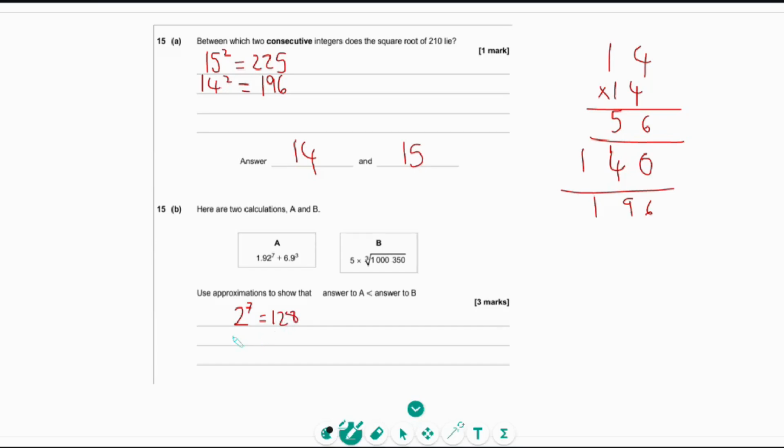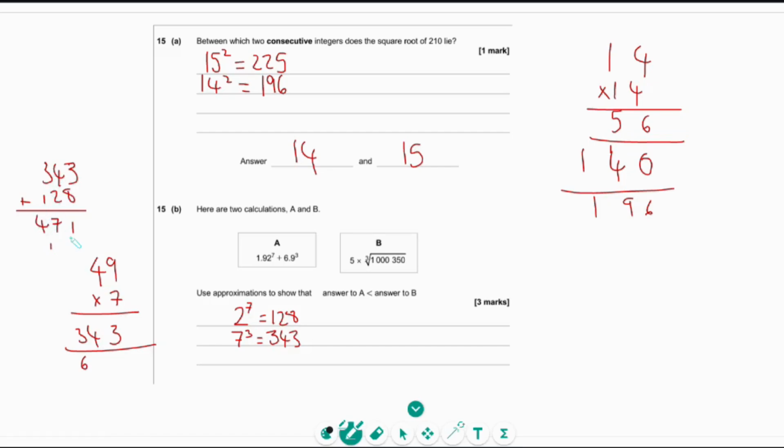I'm going to round 6.9 to 7. 7 cubed. 7 times 7 is 49. 49 times 7, I'm not sure. 343. Add those values together. 471.